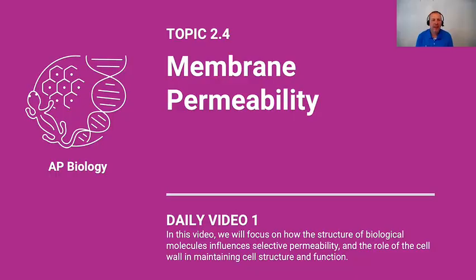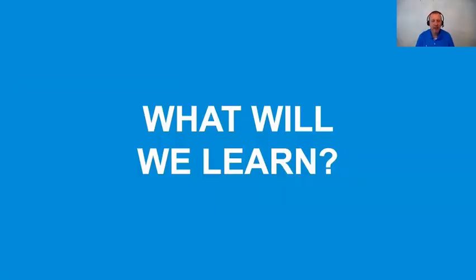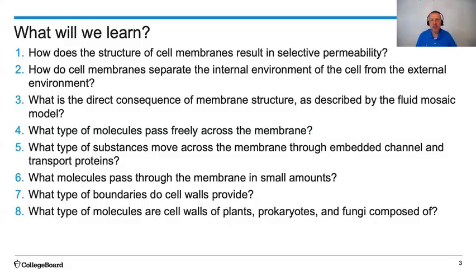Welcome to AP Daily. This is Mr. Burris, and we're going to be covering membrane permeability. So what will we be learning today? Today's lesson will cover the structure of the cell membrane, how it is involved in selective permeability, and how it separates the internal environment of the cell from the external environment, the fluid mosaic model, and what type of molecules can pass freely across the membrane, and what type of substances need some help with embedded channel and transport proteins. And finally, we'll look at cell walls and how they form boundaries.